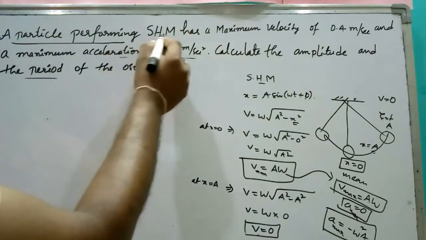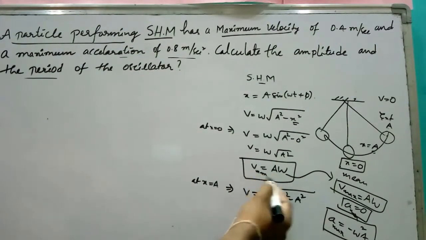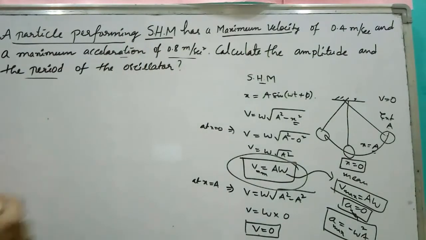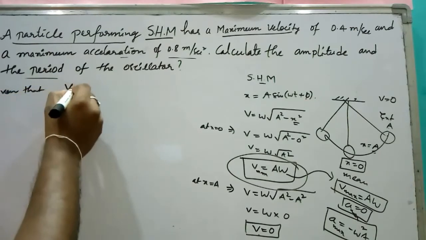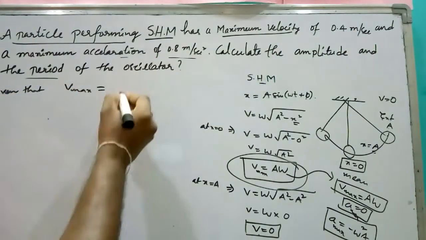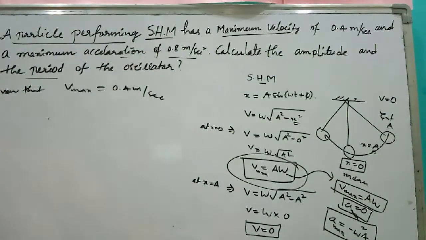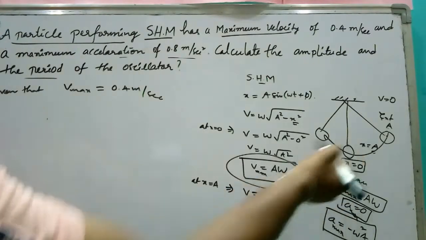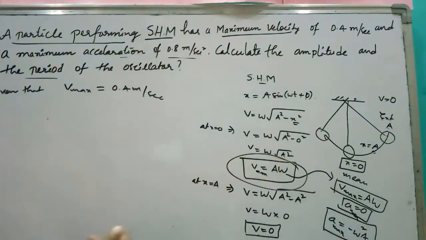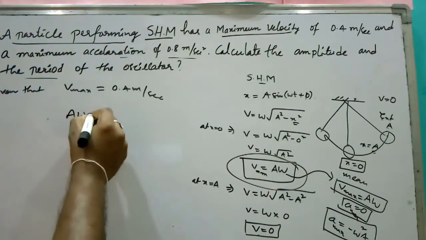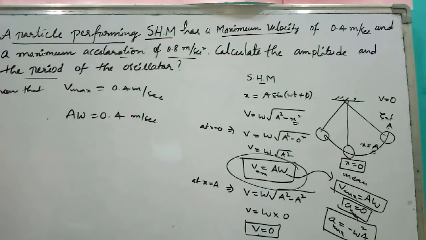A particle performing simple harmonic motion has a maximum velocity. What is the maximum velocity formula? That is a omega. Given that v maximum equal to 0.4 meter per second. The formula for v maximum in simple harmonic motion is the product of amplitude and angular frequency. That's a omega equal to 0.4 meter per second. This is the first point.